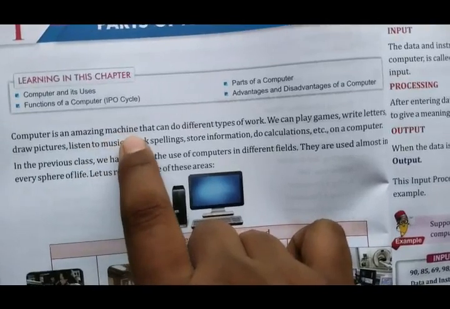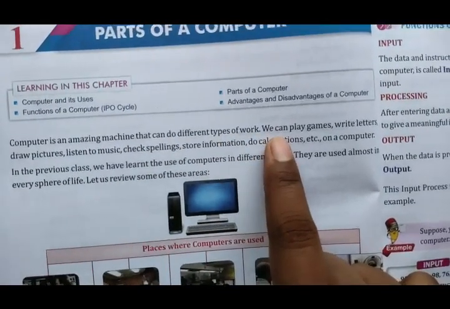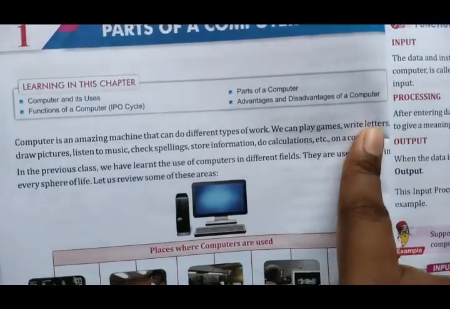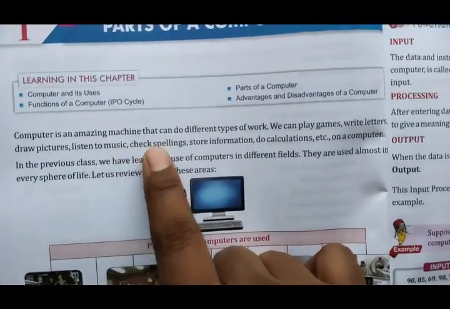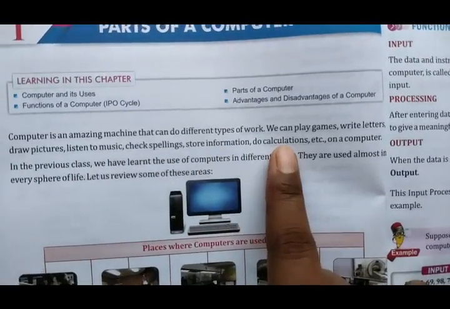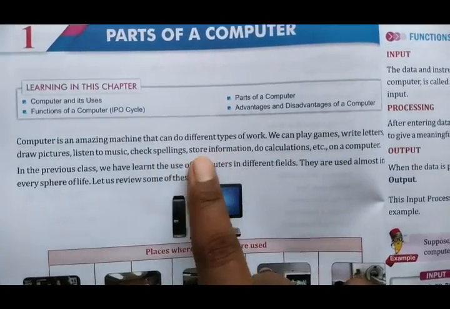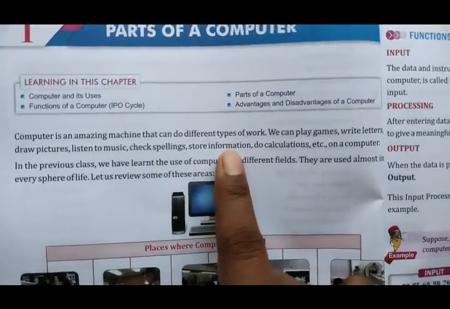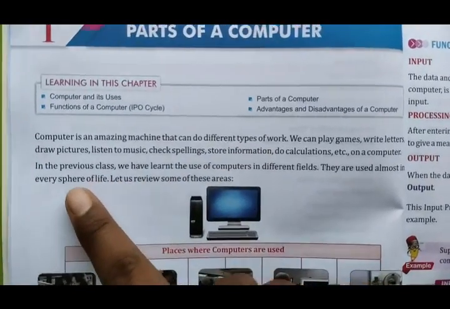A computer is an amazing machine that can do different types of work. We can play games, write letters, draw pictures, listen to music, check spelling, store information, do calculations, etc. on a computer. So, this type of operation we can do, and a lot of other operations we can do. Okay, we will read it later.